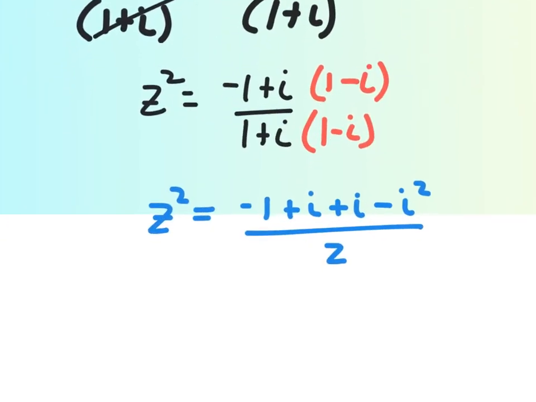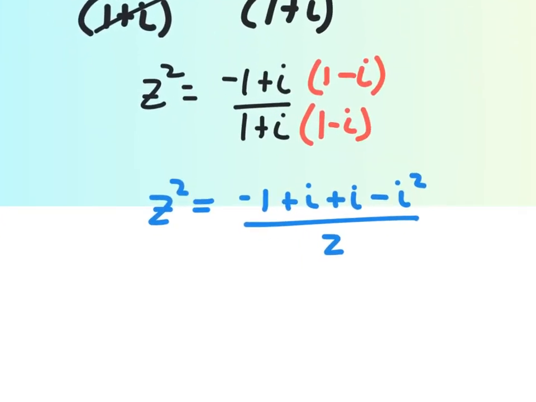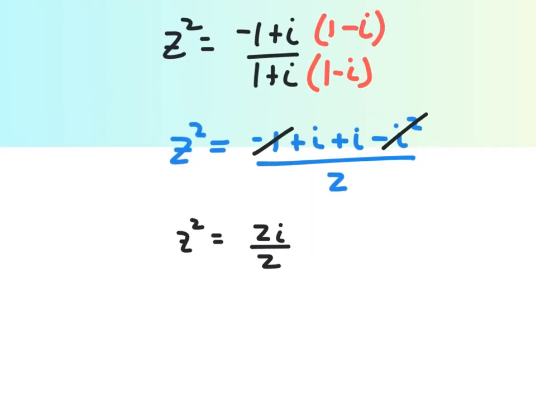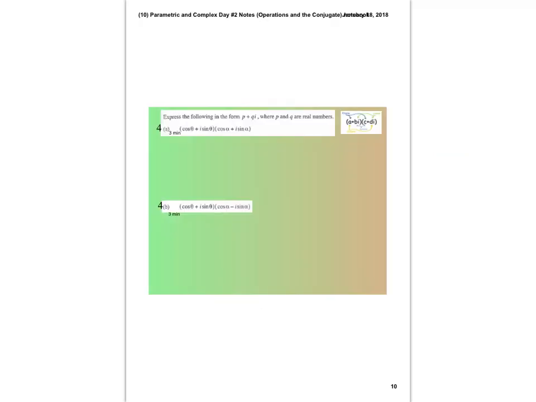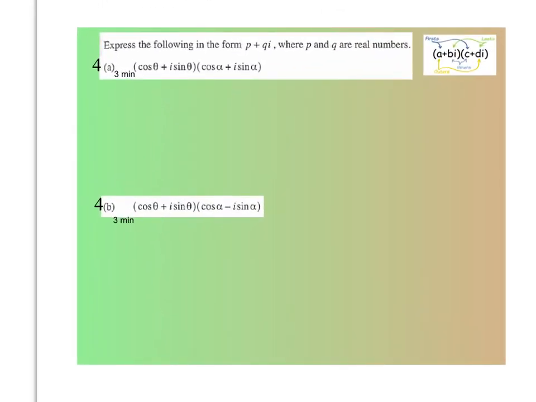Okay, I foiled the numerator, did my work in the denominator. Looks like I get z squared equals, these two will cancel. Looks like I'll get 2i over 2, which means z squared equals i, which means that z equals plus or minus the square root of i. Kind of a weird answer, but there you go. Okay, this slide I'm going to leave alone, let you work on that one.